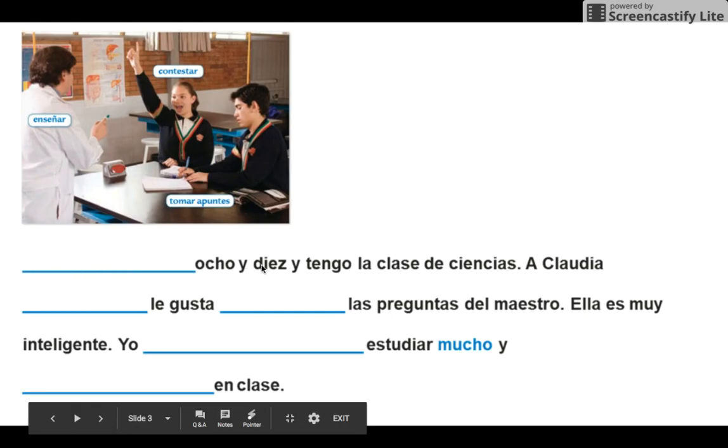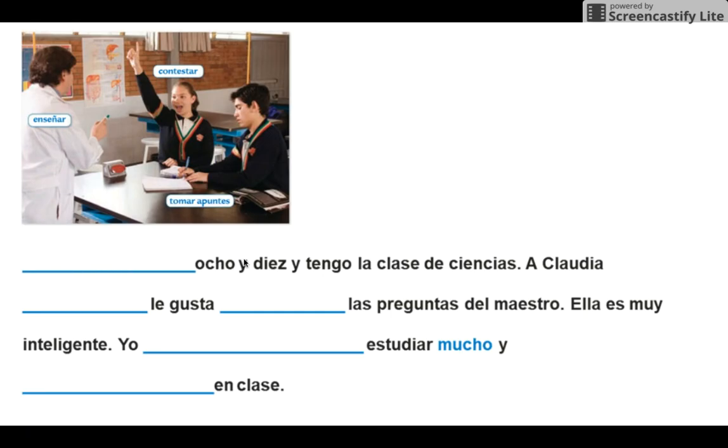Blank, 8:10, y tengo la clase de ciencias. What's the phrase that means it is? Son las ocho y diez. It is 8:10 y tengo la clase de ciencias.